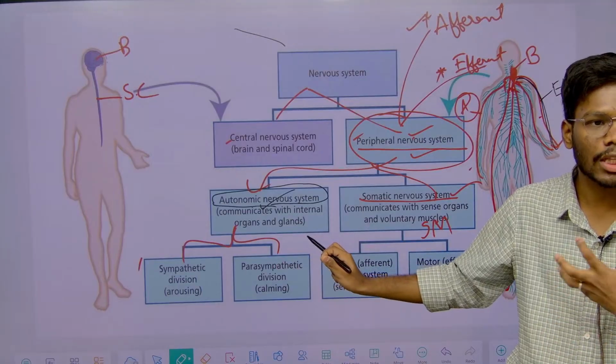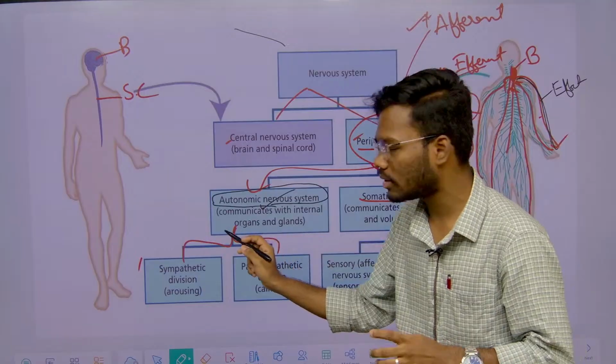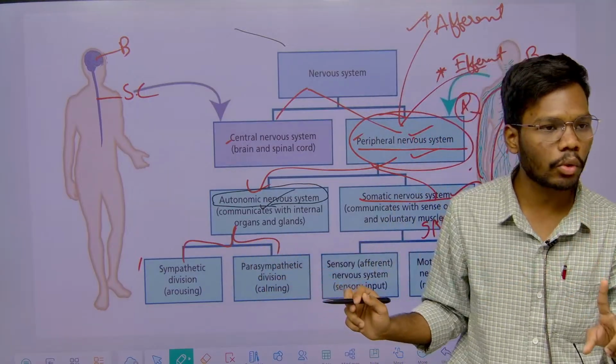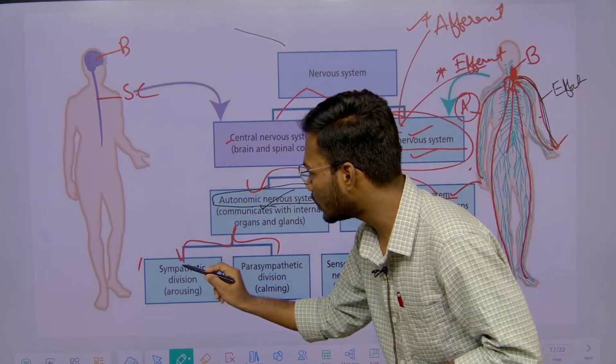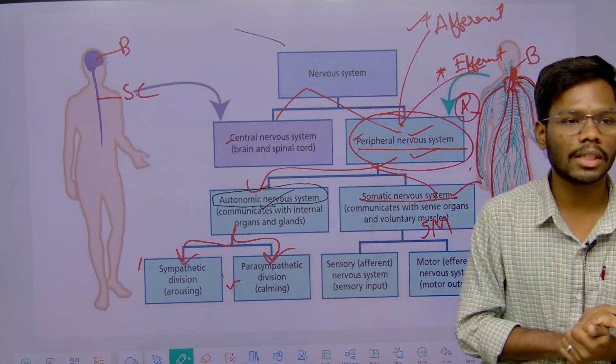It is controlling all the organs, which is nothing but all the body parts. Based on its type, it was classified into two categories. One is the sympathetic nervous system. Another one is the parasympathetic nervous system.